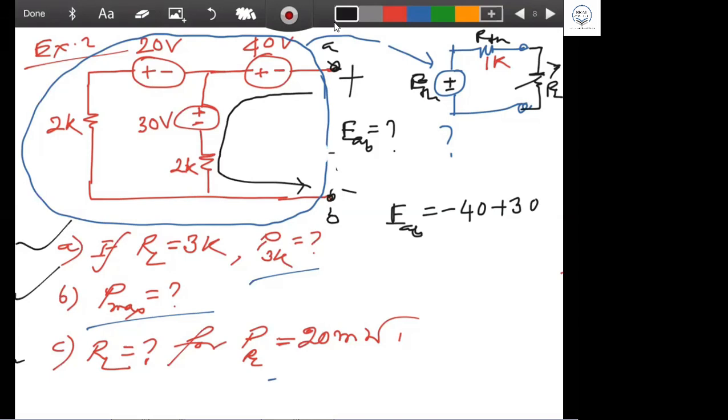Okay, so minus 40 plus 30, because this is minus, this is plus, this is plus, this is minus, or this is plus and this is minus EAB. So if you go minus plus and then this is plus, this is minus, because I assume the current is flowing through this.